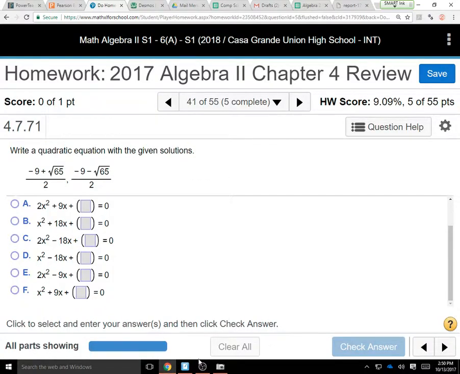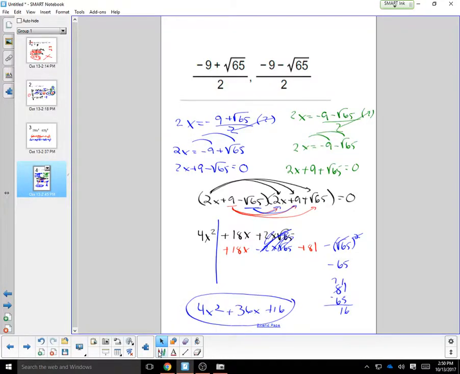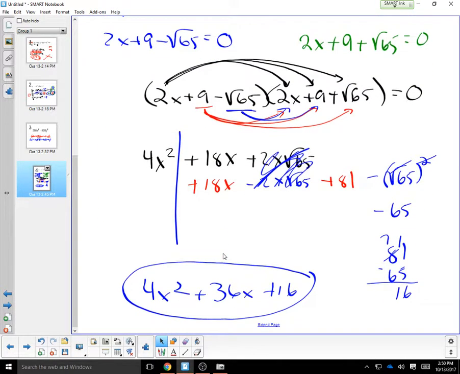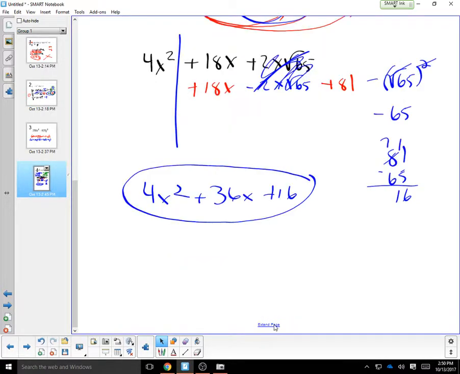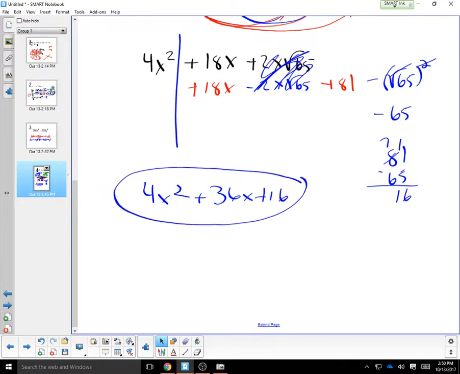x squared. Oh, hold on. We're not done. Yeah, I didn't see my choice there. Hold on. I celebrated too early. Oops. See how they're all even? Actually, they can all be divided by 4. So I'm going to factor out the 4.